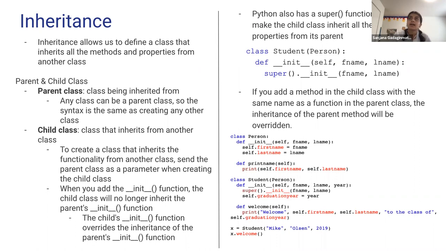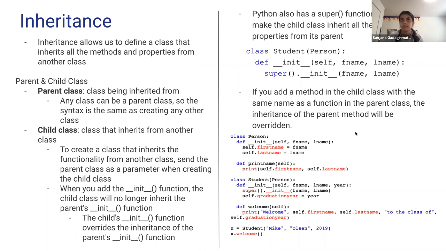Python also has a super function that will make the child class inherit all the methods and properties from its parent. Same thing here, we have a class student, and then person will be the parent class. And we have the overridden init function, with self, f name, l name, which is probably first name, last name. Then we have the super function, which is basically saying inherit all the methods and properties from the init function of the person class.